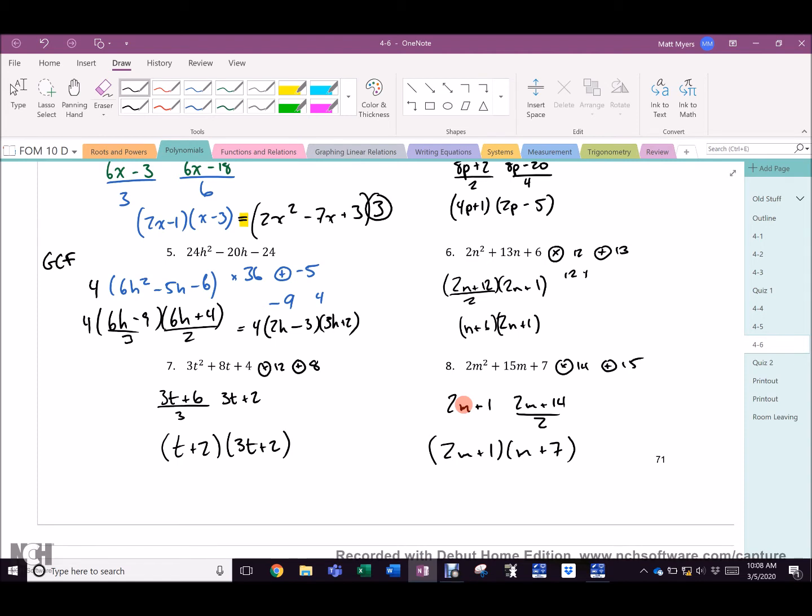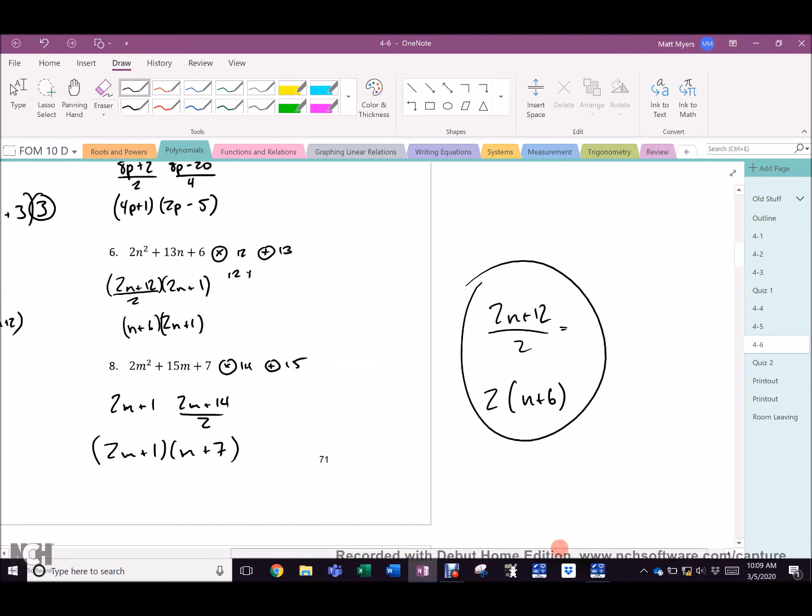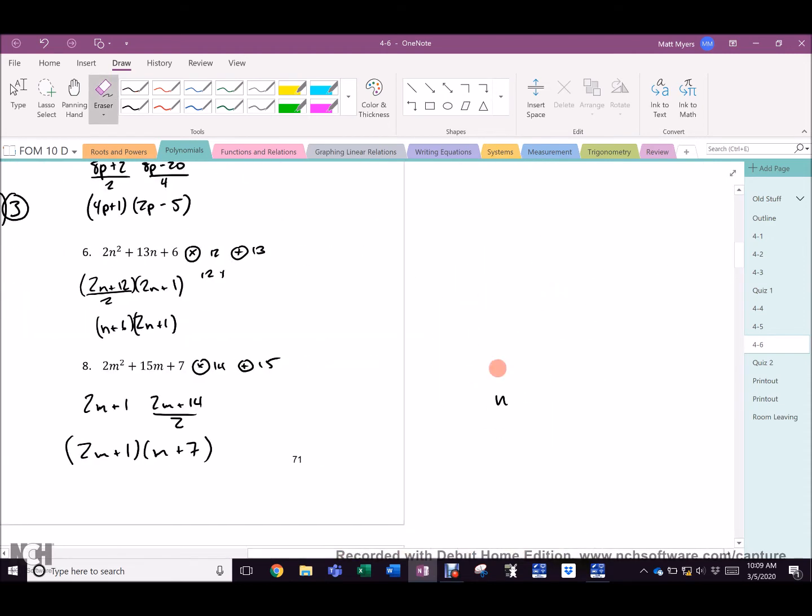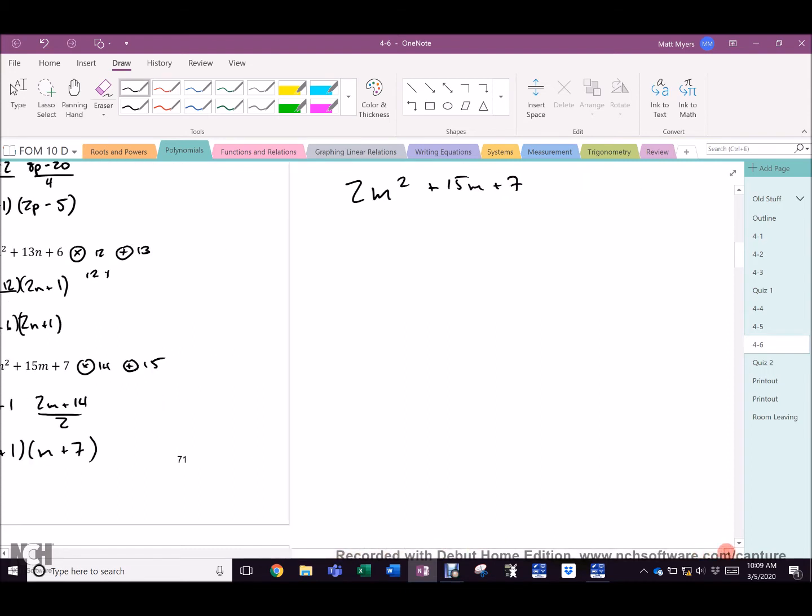Do you want to see the other two? It takes like 2 minutes. Because it might help some of you. All right. Let's use this one right here. One of the other methods is actually really, really useful for higher level factoring. So it's not bad to have seen it. Okay? So let's take this one right here. 2m squared plus 15m plus 7. All right.